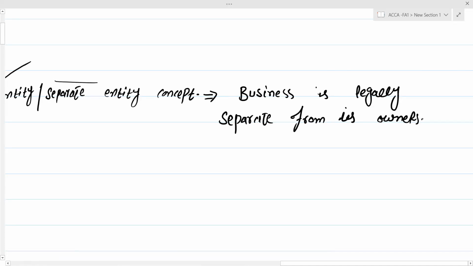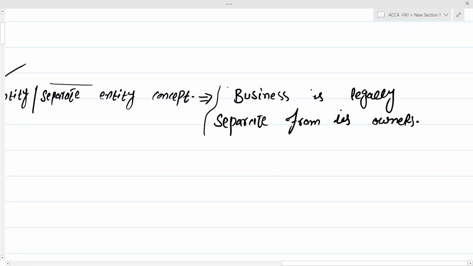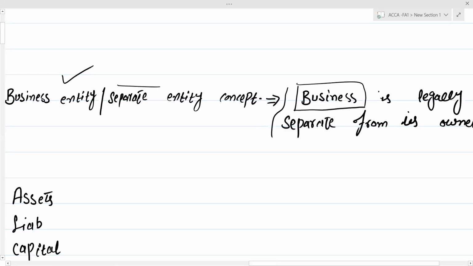Although we will be discussing in the next videos the types of businesses, there are different types: sole traders, partnerships, and further there are two types of partnership: general partnerships and limited liability partnerships, and then companies. But there is a very important concept, that is the business is legally separate from its owner. We will be recording all the transactions from the aspect of the business.